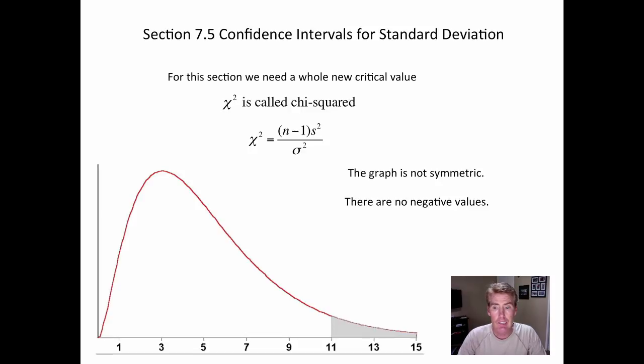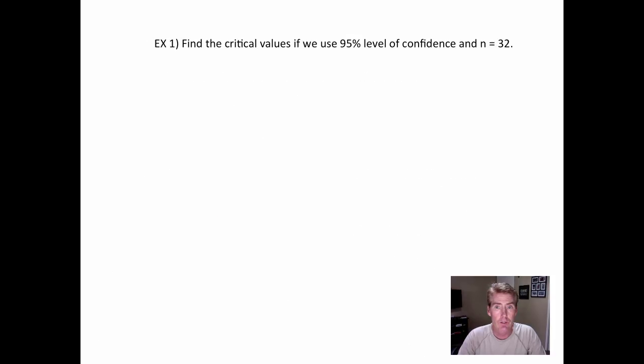So it's not symmetric, nothing's negative. We get to use a new table today, exciting. And of course, degrees of freedom is very easy, n-1. So let's do an example just using table A4.